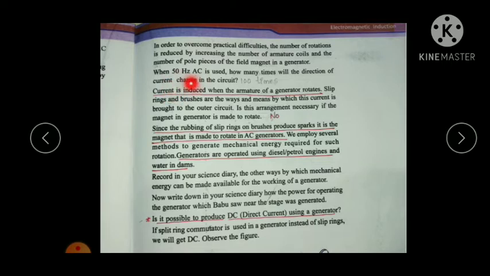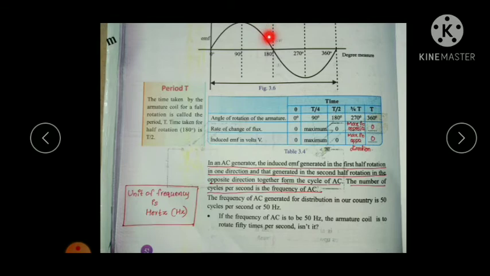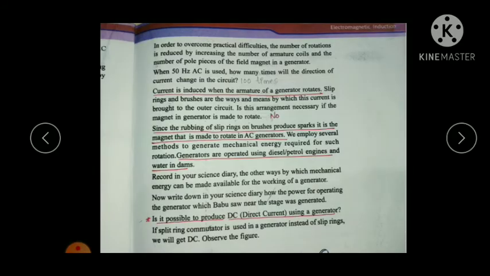When 50 Hz AC is used, how many times will the direction of current change in the circuit? We know that during one full rotation, the direction of current changes twice. Then during 50 such rotations, the current will change 100 times. So write the answer here, 100 times.